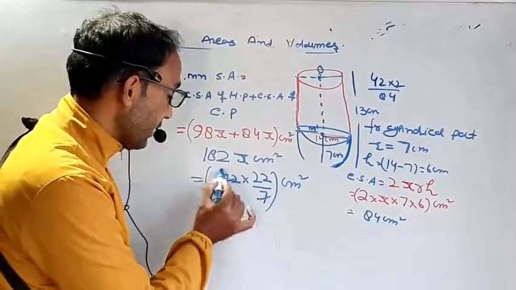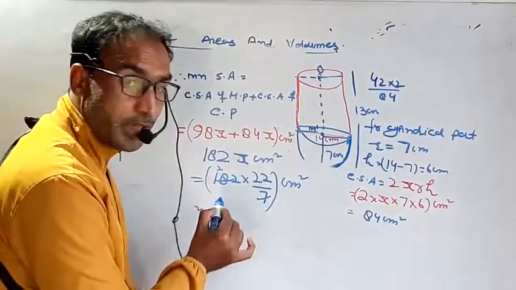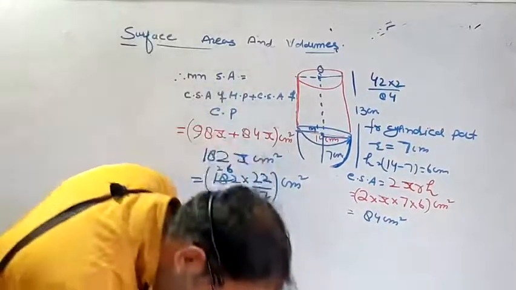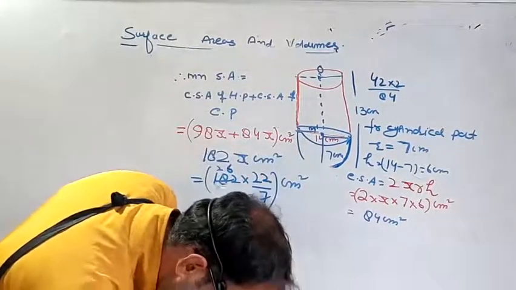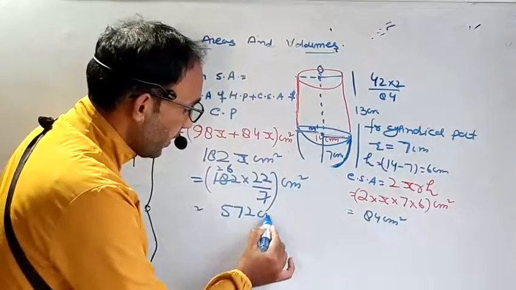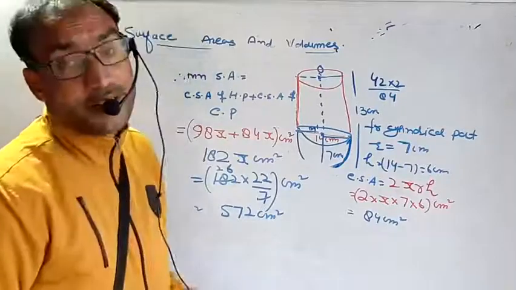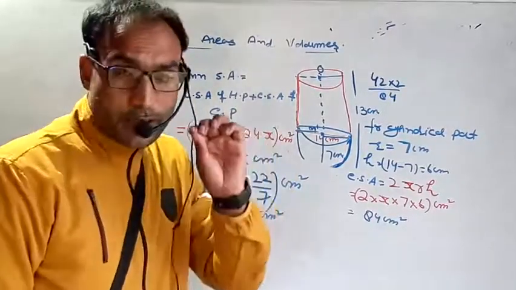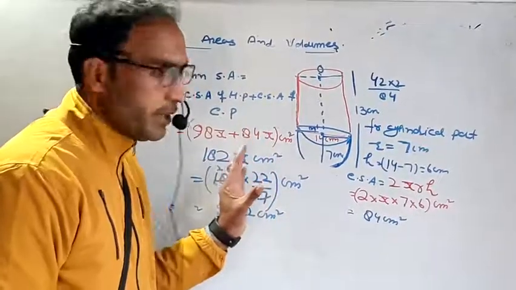7 1 जा 7, ये क्या बनेगा, 7 2 जा 14, 7 6 जा 42, 7 6 जा 42. हाँ बेटा, जब हम इसको सिंपलीफाई करेंगे ये क्या बनेगा, 572 सेंटीमीटर स्क्वायर. इन दिस वे द क्वेश्चन नंबर 2, यानी ये जो क्वेश्चन नंबर 2 है बेटा, ये हुआ कंप्लीट. यस.